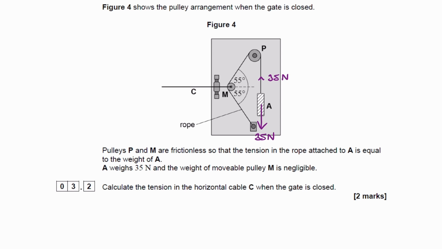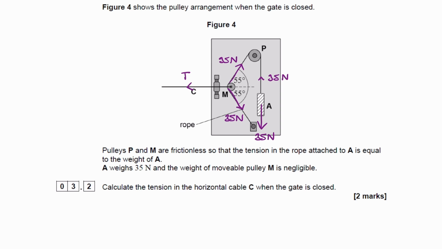We're trying to work out the tension force in cable C, so we can do that by considering the forces on pulley M. We're ignoring the weight of pulley M. We're considering the tension force towards the left, which is what we're trying to work out, and then 2 other forces, the tension in these 2 parts of the cable. And they will both be 35 newtons as well. The tension throughout the cable, we're told in the question, is 35 newtons.